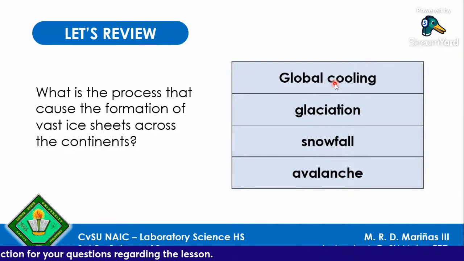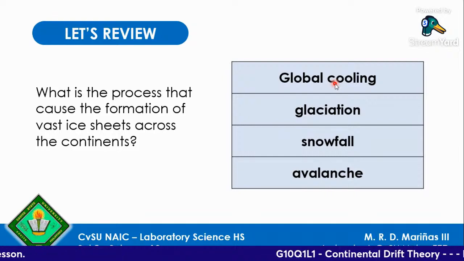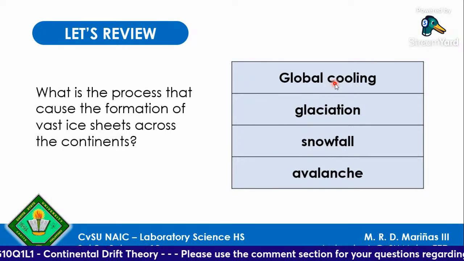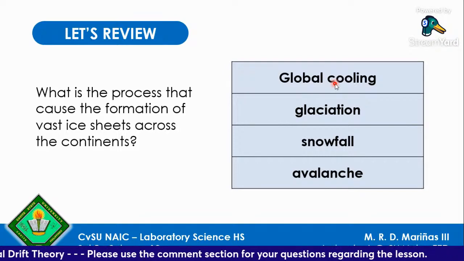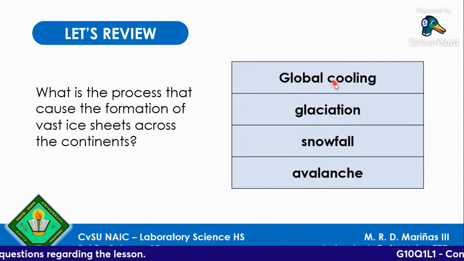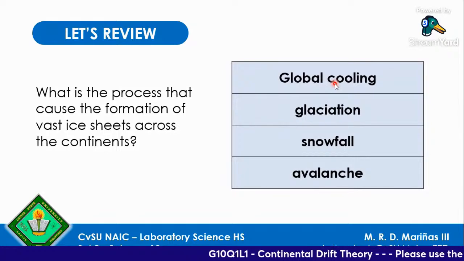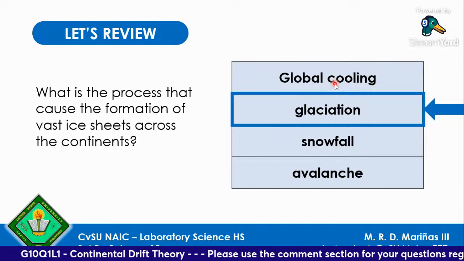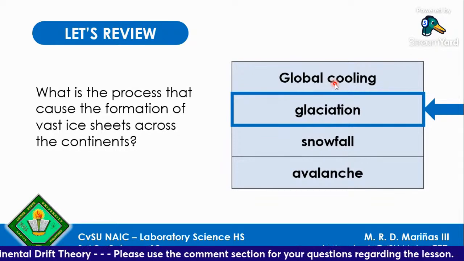What is the process that caused the formation of vast ice sheets across the continents? The choices are global cooling, glaciation, snowfall, or avalanche. Again, the choices are global cooling, glaciation, snowfall, or avalanche. 10 seconds. If your answer is glaciation, then you are correct. Again, global cooling is yun yung kalaban ng paleoclimatic data ni Wegener.